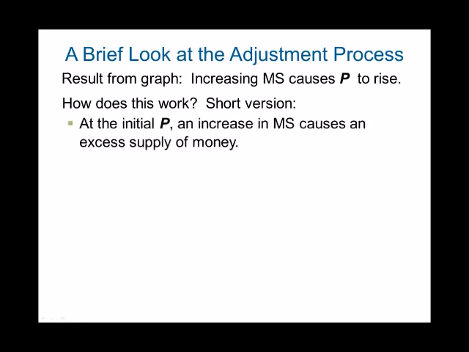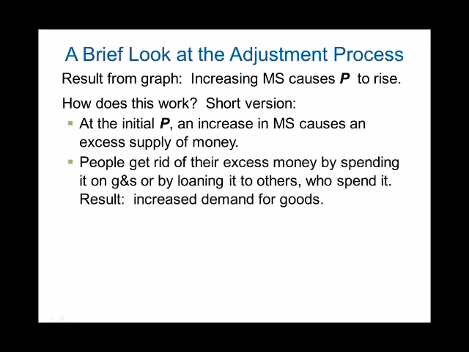Why does this happen? Short version is, at the initial price level, supposing the sellers don't know that the money supply increased, an increase in money supply will cause an excess supply of money. Then people get rid of their excess money by spending it or by loaning it to others. If I can't spend it, I save it in a bank, and the bank will give it to someone else for spending. As a result, the demand for goods goes up. If we recall from chapter 4, people are having more money, their income is going up, so the demand curve will shift to the right.